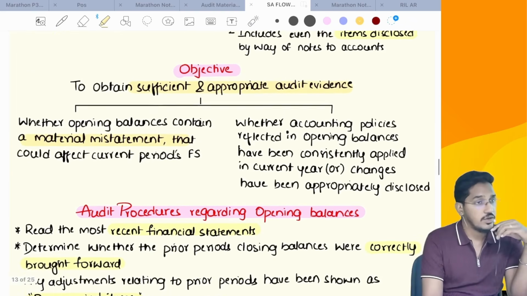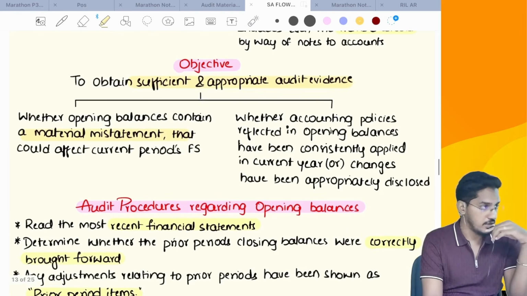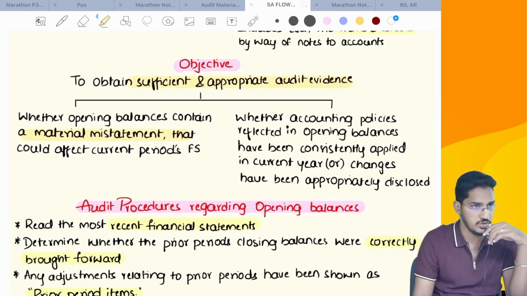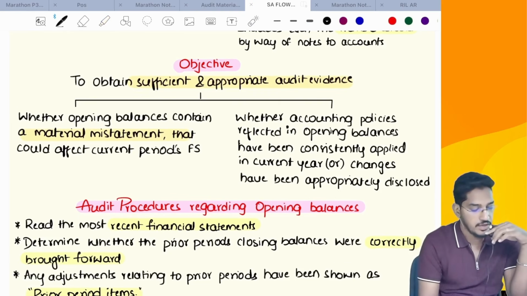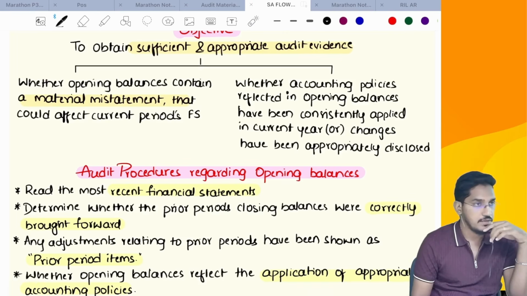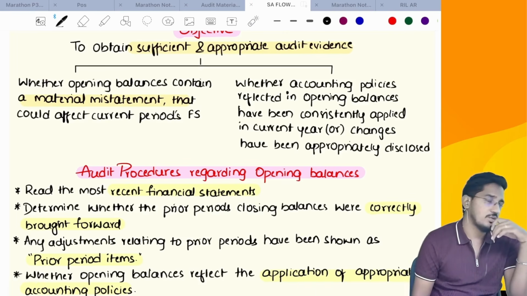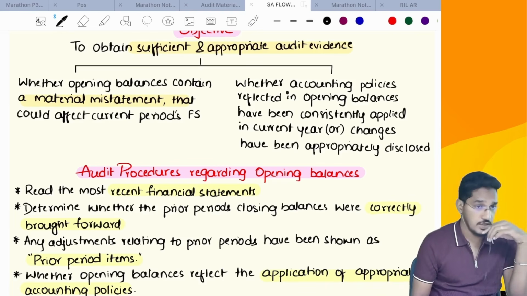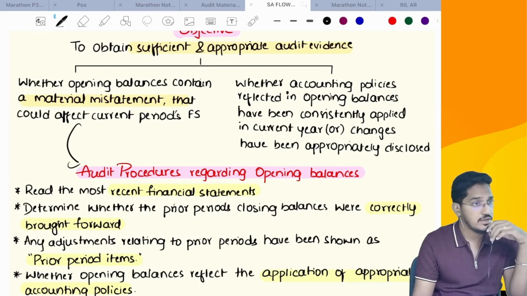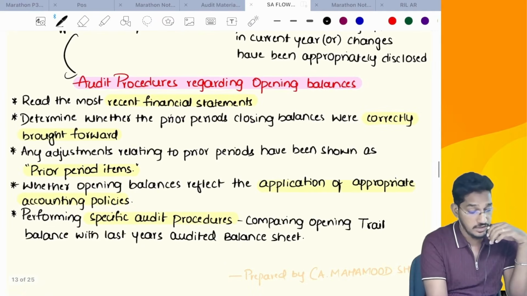Sir, how can I obtain audit evidence? By performing audit procedures. The second objective, we will come to that later. First, let us complete the discussion regarding the first objective. So you need to obtain audit evidence whether opening balances contain a misstatement that affects my current period financial statements. But in order to obtain sufficient and appropriate audit evidence, I know that I need to perform audit procedures. Sir, what audit procedures do I have to perform to obtain audit evidence? That also they have told in the standard itself. So what audit procedures have they told us?